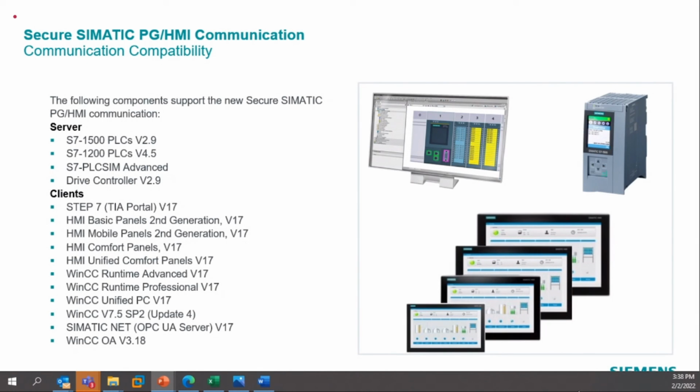This is the list of components that support the new secure Simatic PG communication. You can see here mostly all the different variants of 1500 from version 2.9 onwards, 1200 version 4.5, PLCsim Advanced, Drive Controller V2.9, and the clients like STEP 7, HMI, basic panels, mobile panels, comfort panels, and unified panels. All these are supported, which means this is compatible.